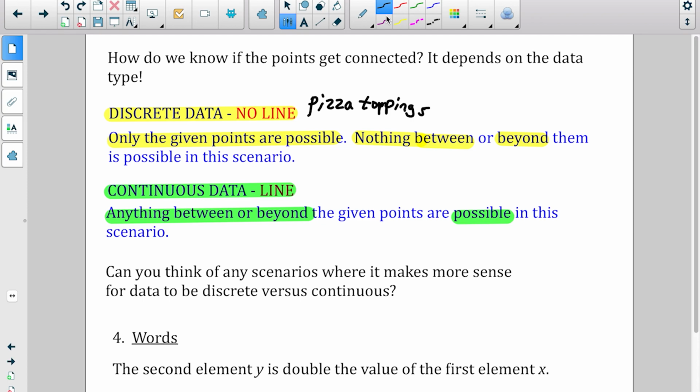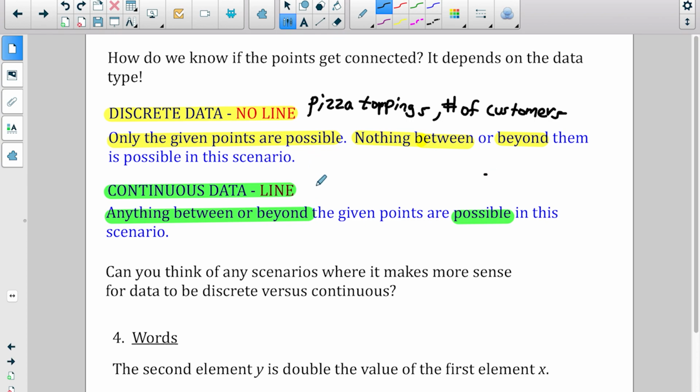A second type of example would be maybe the number of customers that go shopping per hour at a mall. We would only be able to have, for example, either 30 or 31 or 32 customers, and it makes sense because we can't possibly have 0.1 of a customer or 0.5 of a customer.